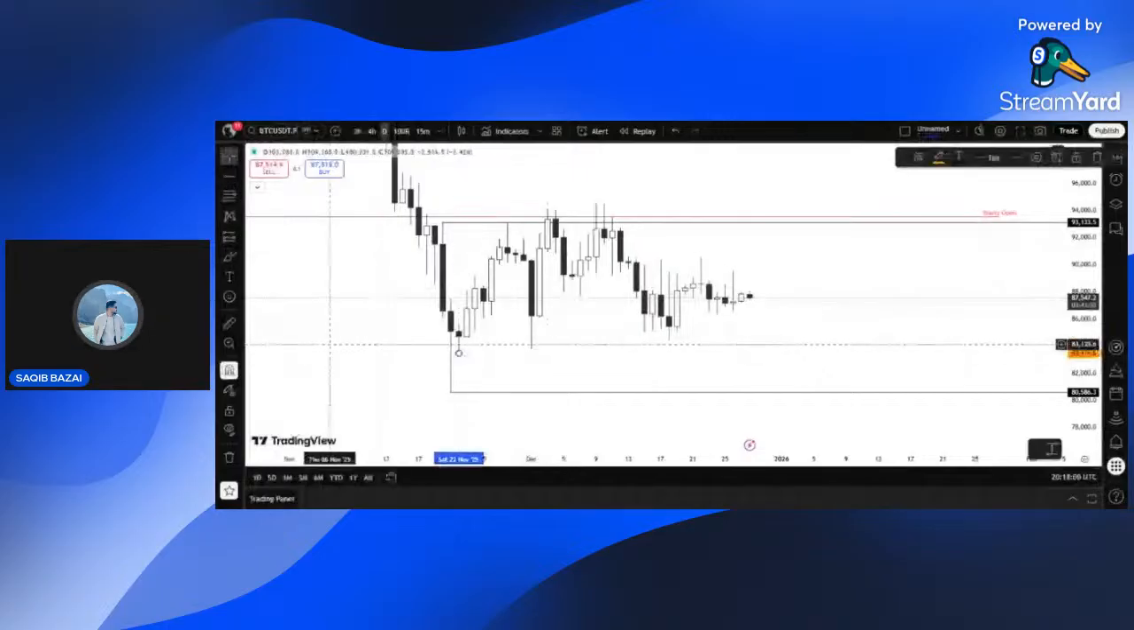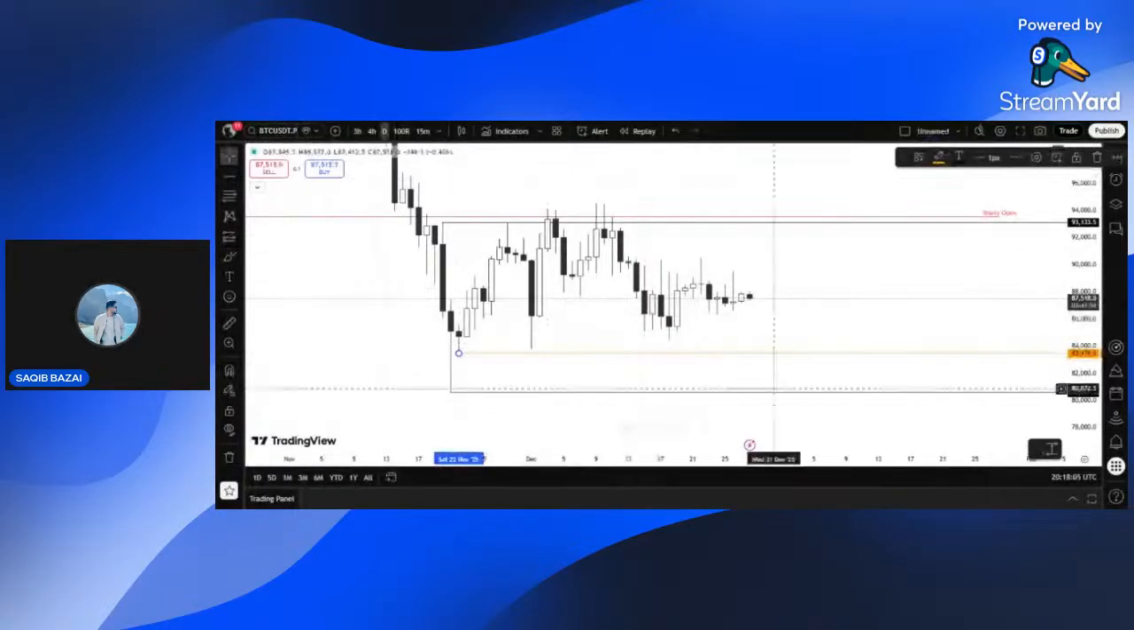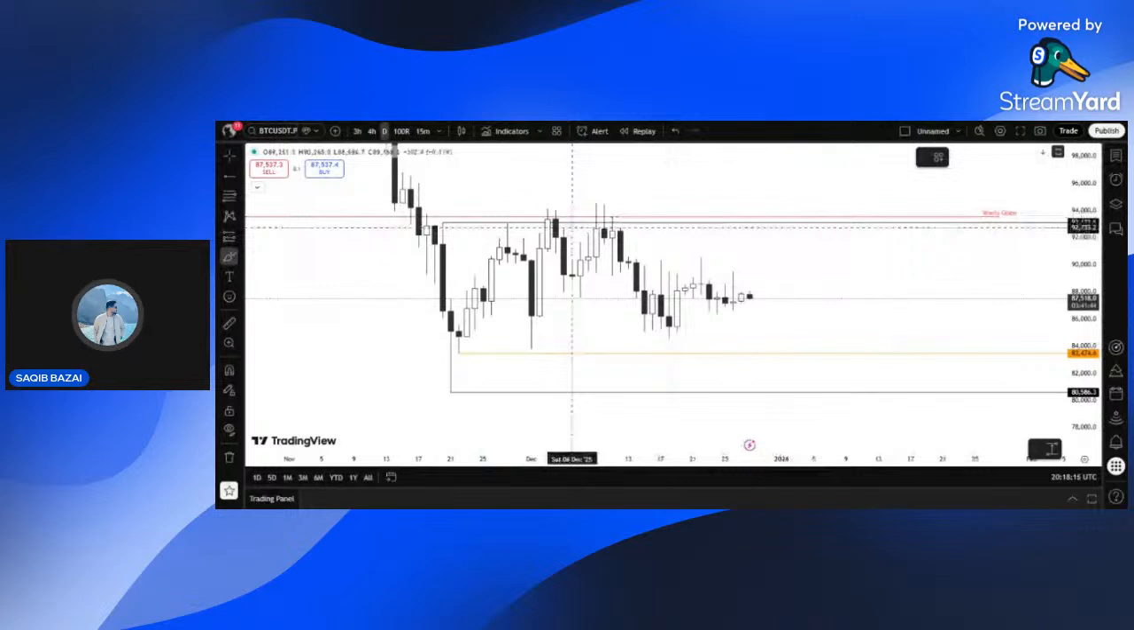I will mark this low, which is unswept. This is a daily low, which is unswept right here. And if you focus overall, we are getting a rejection again and again from this yearly open. We got rejected once, another rejection here. And right now we are currently trading within this area.